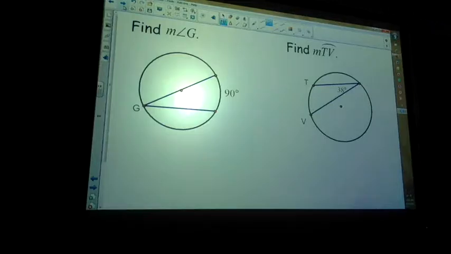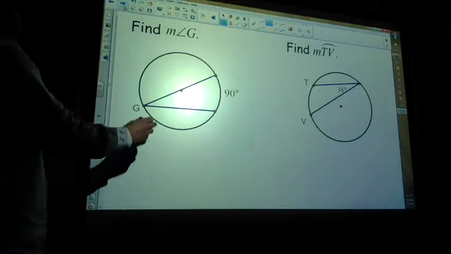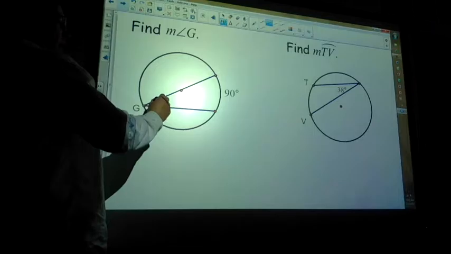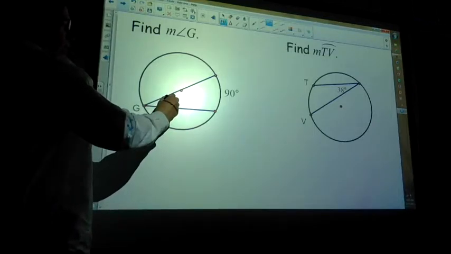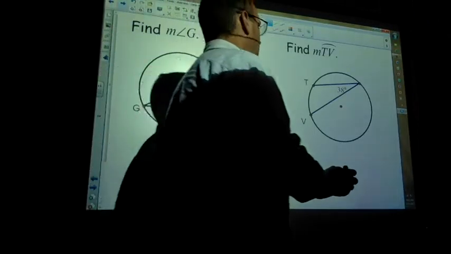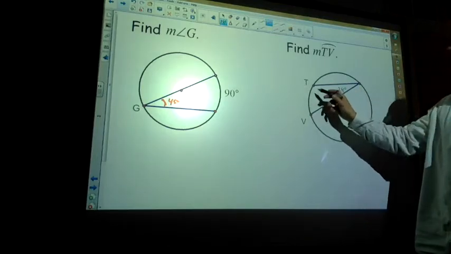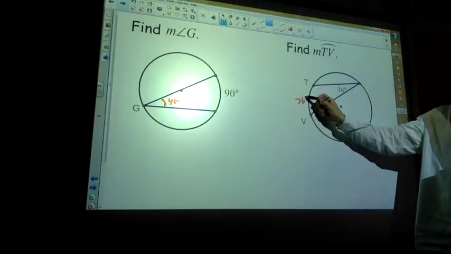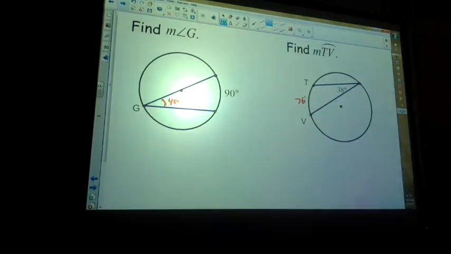All right, find angle G. Got it? How big is that? 45. Find arc length TV. 76 is double. Done. That's all we got to do. Pretty much a walk in the park.